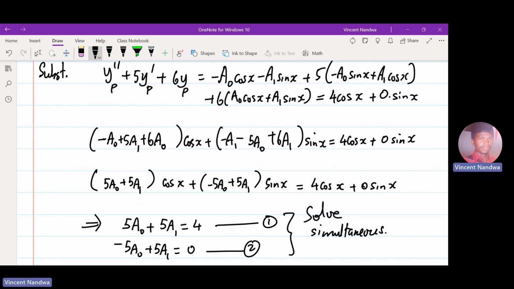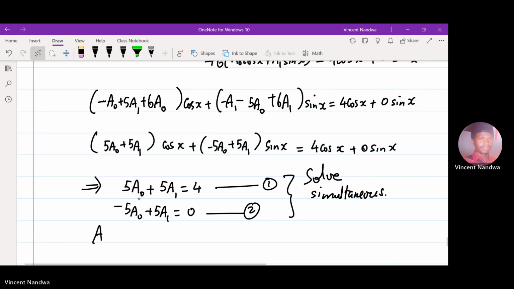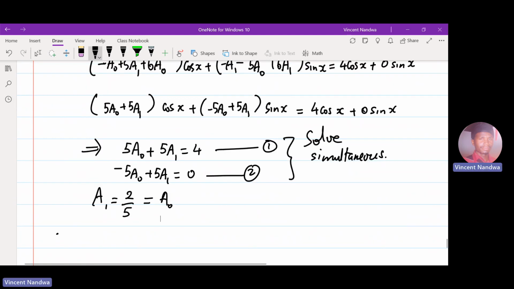So this is what you did in Form 1. So you have the answer already? If you change into a fraction, 2/5. And what is a naught? Yeah, they are the same values. So therefore, yp is nothing but 2/5 cosine of x plus 2/5 sine of x.